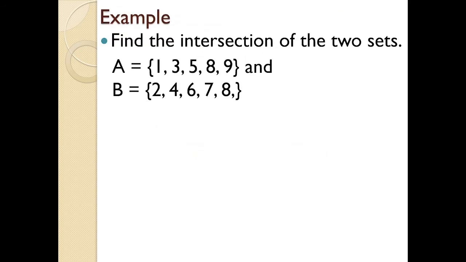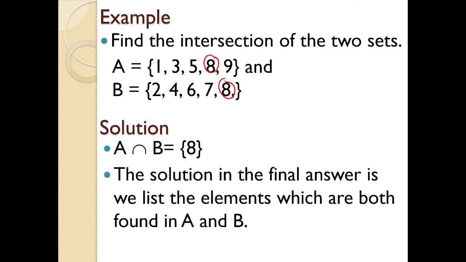Let's have this one. What are the common elements there? Sir, the number 8 is the common one. It's the number 8. There you go. That is the answer for the intersection of A and B, because that is the number common to A and B. Let's go to another example.